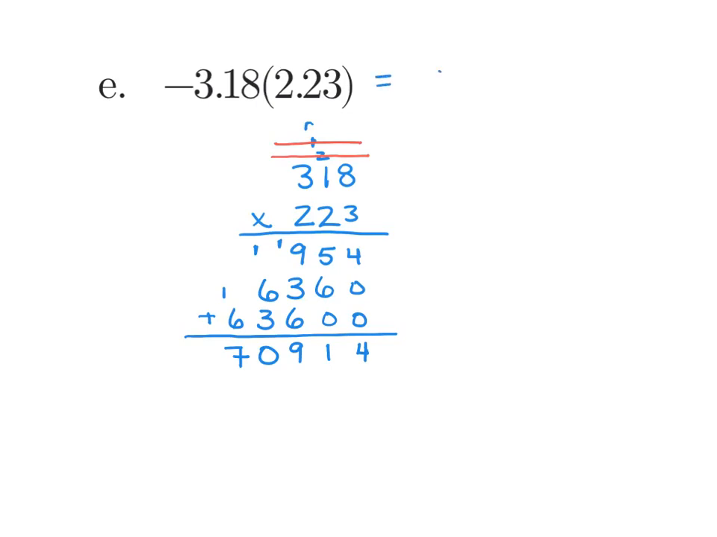So far we have 70914. Okay, our decimal point. We have 2 decimal places in the first number. We have 2 in the second number. That is a total of 4. So to have 4 decimal places, I want my decimal point after my 7.